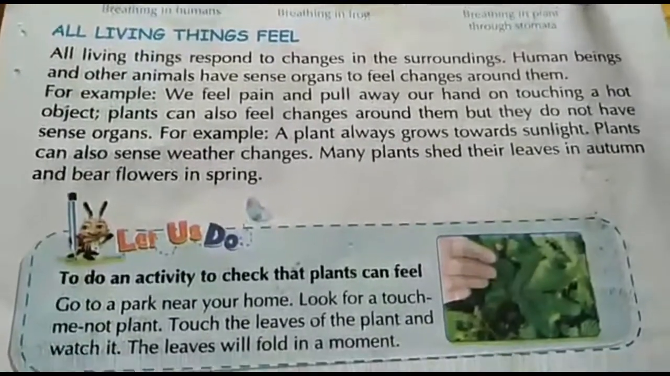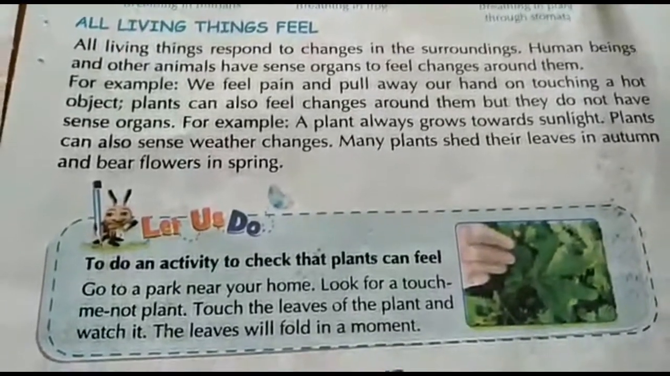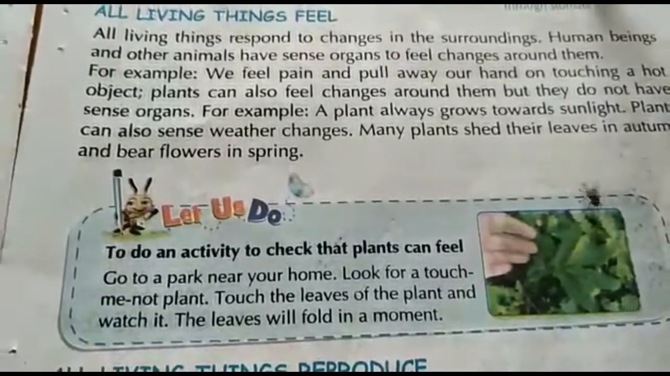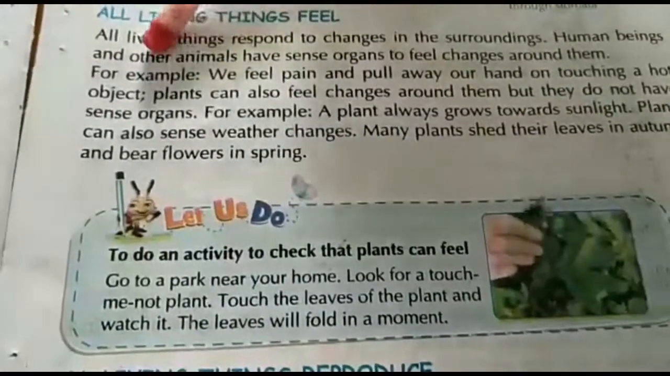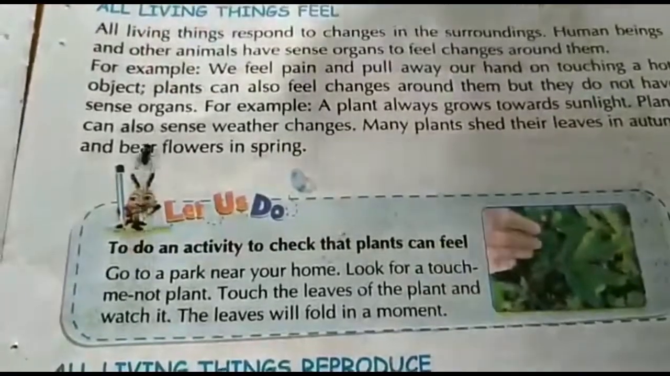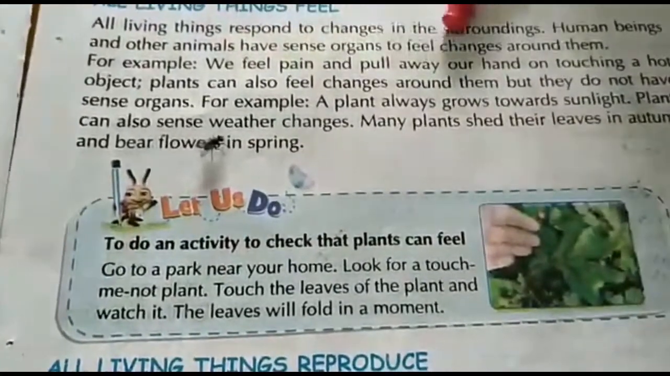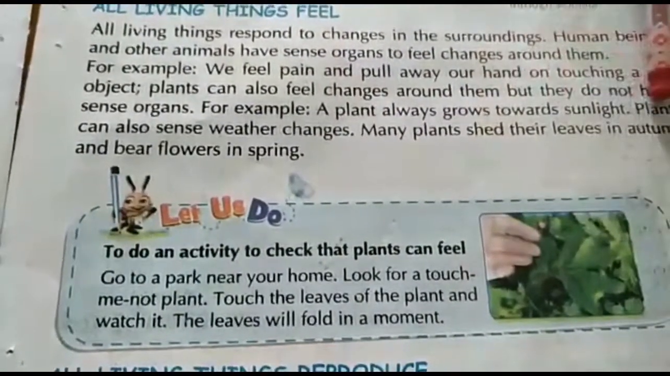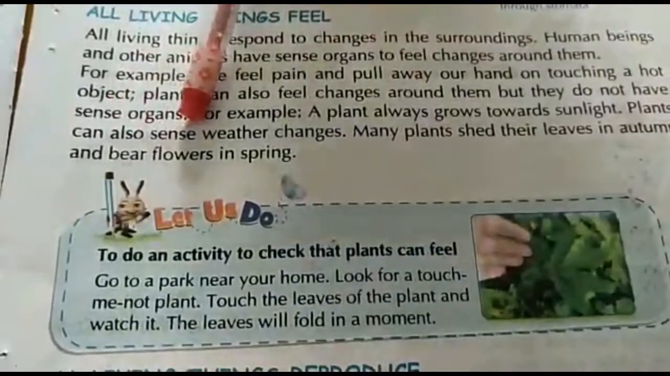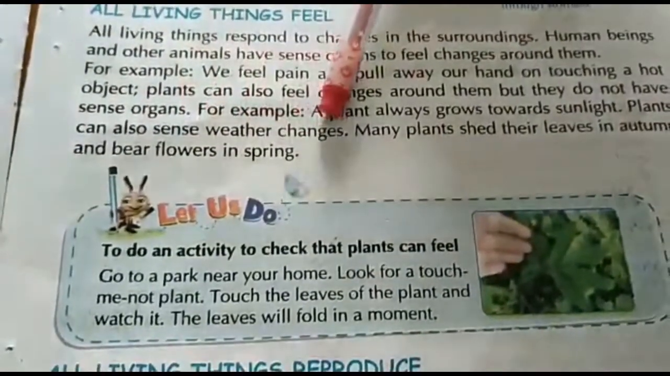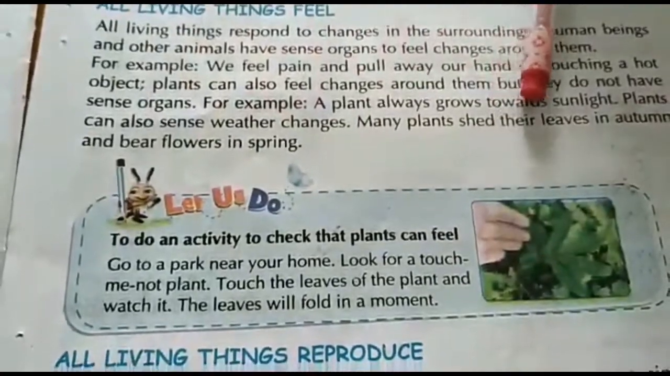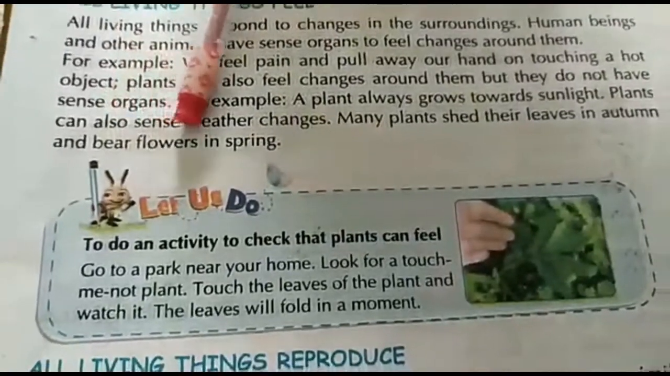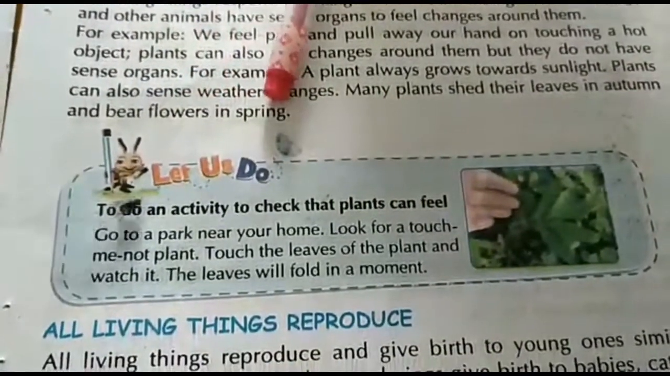Like that, animals also feel. When the rain falls down, we observe that the crows are searching for a shelter. Like that, plants also feel. Is it or not? Yes. For example, a plant always grows towards sunlight. Plants can also sense weather changes. Many plants shed their leaves in autumn and bear flowers in spring.